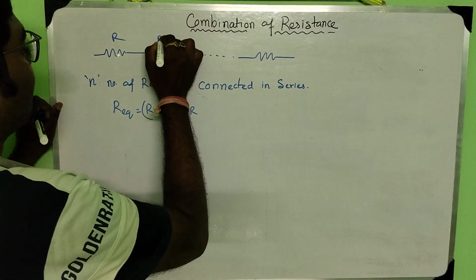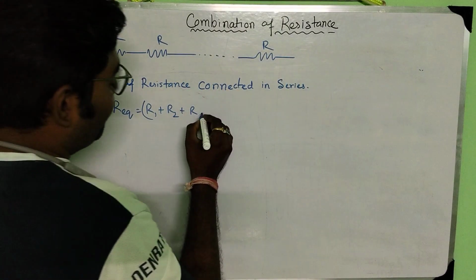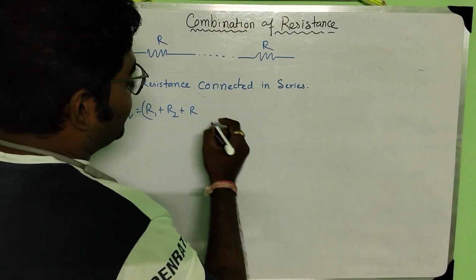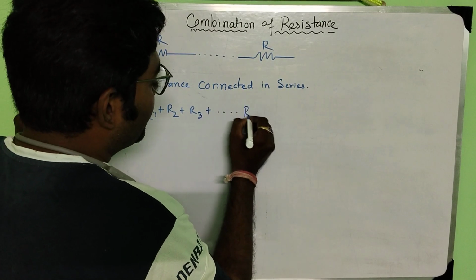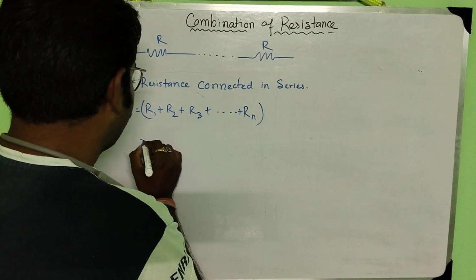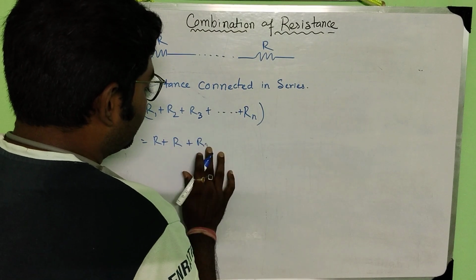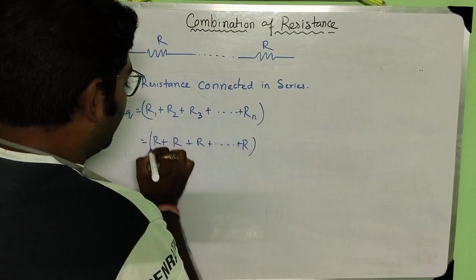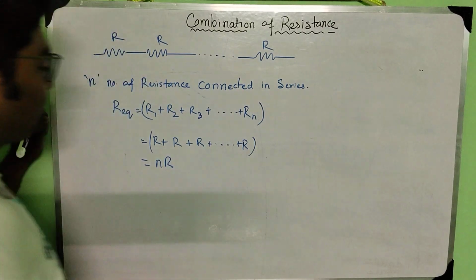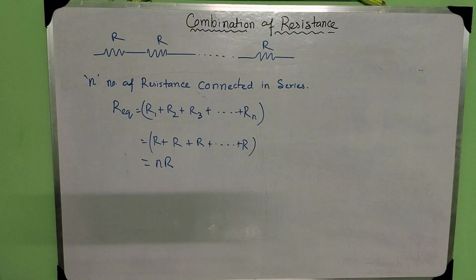Now if they are of the same value, same R, that is, if all the resistances are of the same magnitude, then you can write this as nR. If n resistances are connected in series, then R equivalent is nR. Okay.